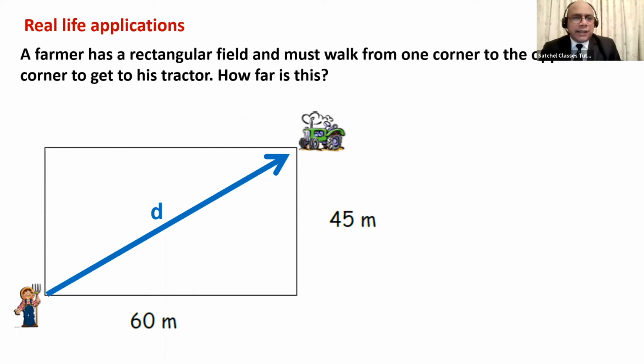As you can clearly see, the diagonal of the rectangle with the two perpendicular sides ends up becoming a right angle triangle, correct? Which is right angled at that corner. And hence, if I apply the Pythagoras theorem, the hypotenuse is missing, because the distance that he travels to reach his tractor would be the hypotenuse of the triangle. And that is equal to the square root of 45 squared plus 60 squared, which is 75 meters. And that's the distance he needs to travel to reach his tractor.